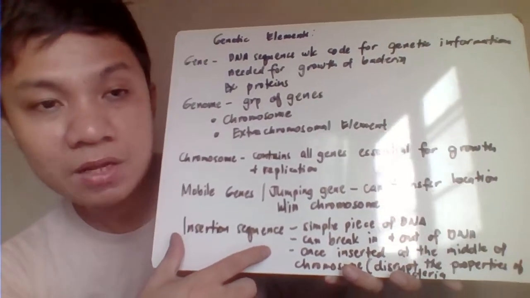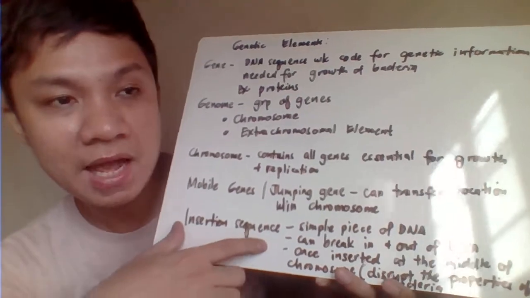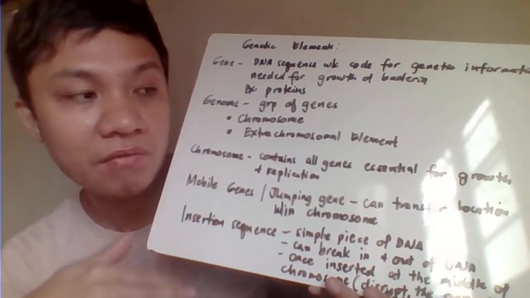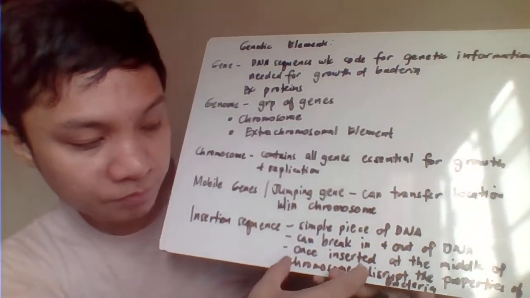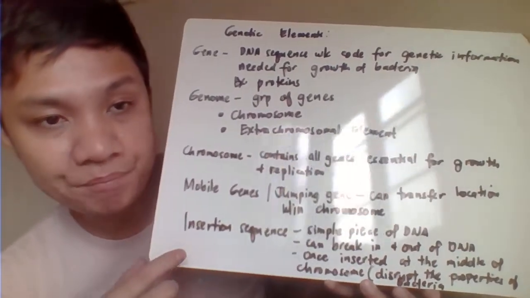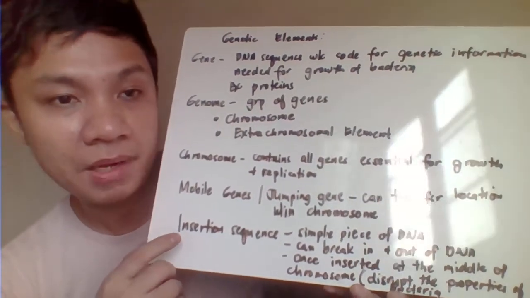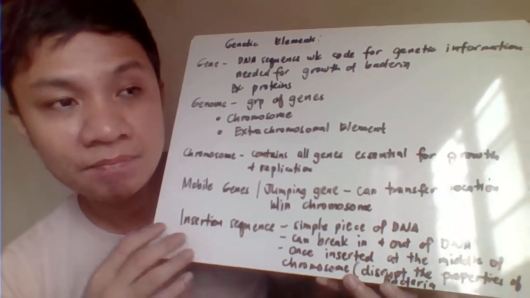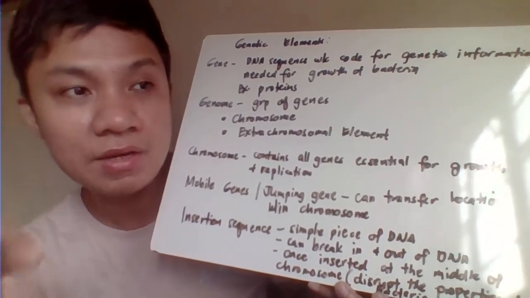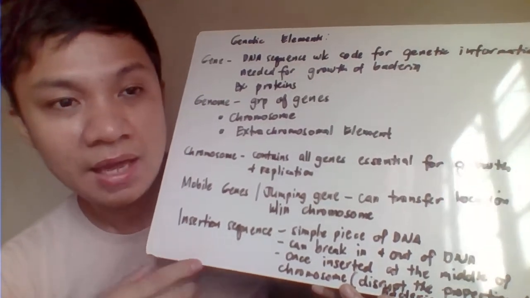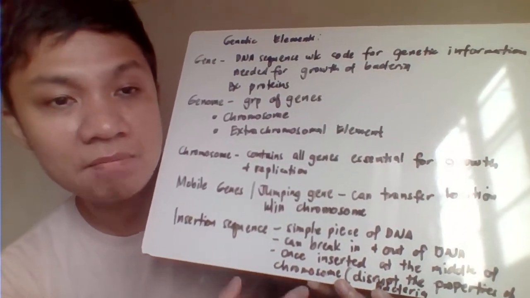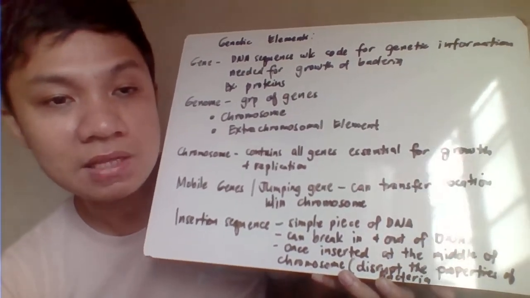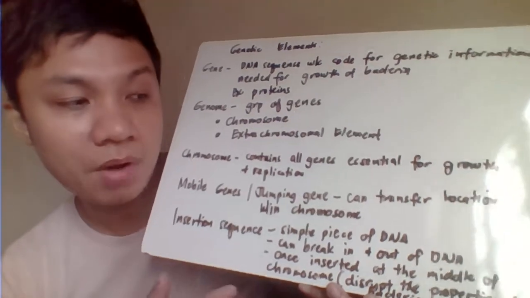Sometimes, once the insertion sequence migrates or jumps from one area to another, especially if it jumps into the middle portion of your chromosome, it might disrupt the entire property of your bacteria, like for example its ability to ferment carbohydrates. Because nag-transfer siya from one area to another, nagkakaroon ng mutation. Yung pinaka-effect niyan, it might disrupt the entire property of your bacteria, including its ability to ferment carbohydrates or other properties.